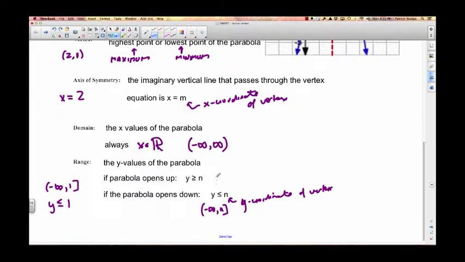Now if it opens up, again, n is going to be the y-coordinate, of course. It's not going to be y is less than or equal to n. It's going to be y is greater than or equal to n. In other words, it's going to start at n and go up to infinity. And that'll always be the range if it's opening up.